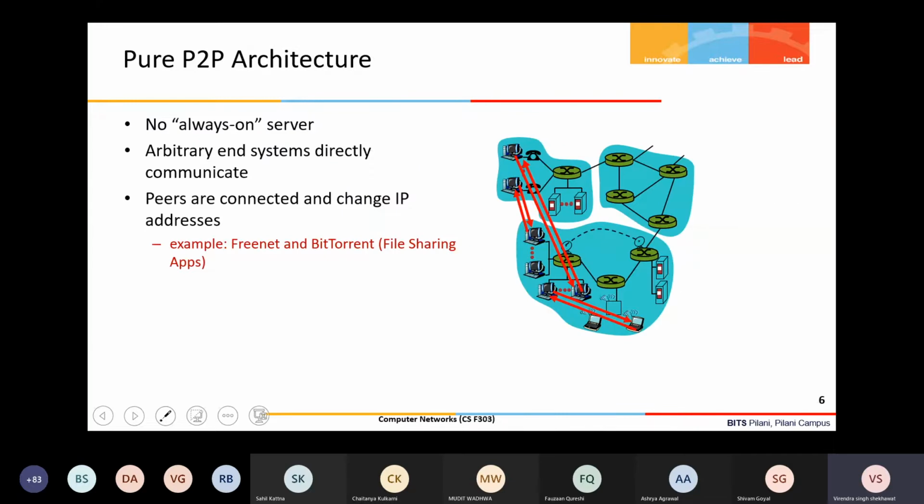Then the next architecture is peer-to-peer architecture. In this peer-to-peer architecture, there is no always-on server kind of thing, right? Arbitrary end systems are there, like your laptop is there, my laptop is there. There is no specialized application running. The same application is running, working as both client and server, basically. So two clients can communicate without the intervention of a server, meaning directly any two machines can communicate. So this looks like a more scalable architecture.